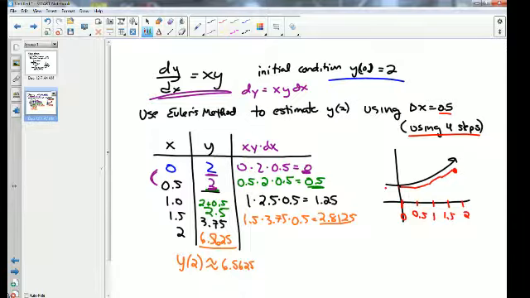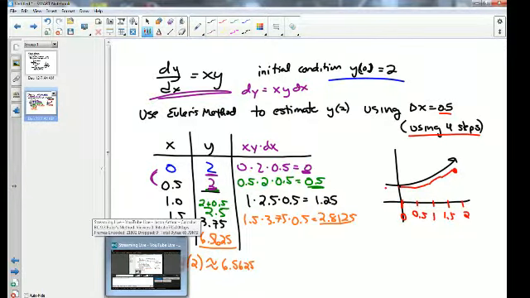So x, y, differential, change in y. That's Euler's method. See how it ramps up? The slope changes every time. What you're doing is calculating the change here with the slope and all that stuff.